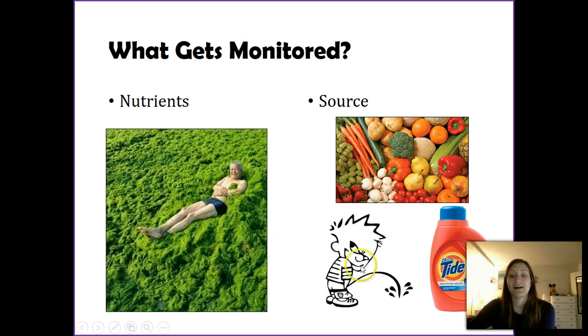Things like human waste. So our pee and our poop has lots of nutrients in it. Our soaps have a lot of phosphorus in them, whether it's laundry detergent like this or dish detergent, all of those have nutrients in them. And again, the Clean Water Act is trying to prevent this kind of pollution. So this is found on NPDES permits.